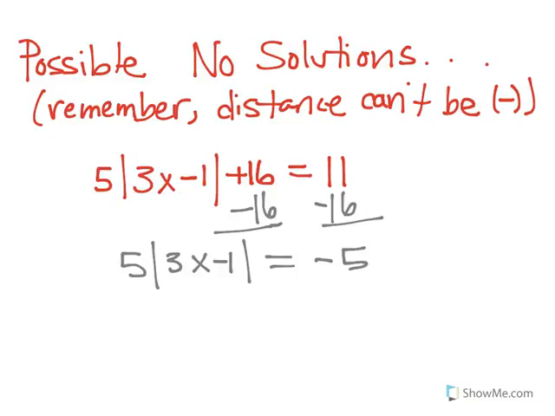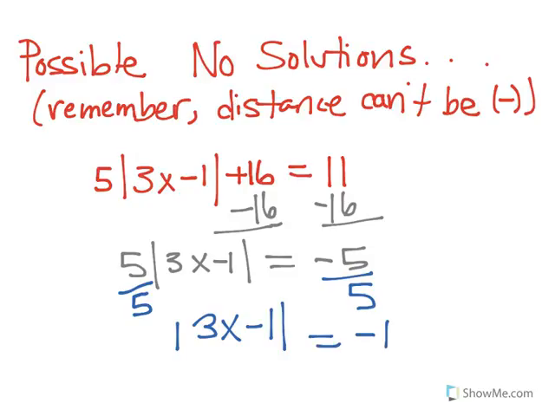Let's say I don't recognize this yet as being a no solution. So I'm going to go ahead and continue. I'll divide through by this 5 to make sure I'm isolating the entire absolute value expression. And I get the absolute value of 3x minus 1 is equal to a negative 1. At this point, I've isolated the absolute value expression, and I see that it's set equal to a negative. That cannot be, so this is a no solution.